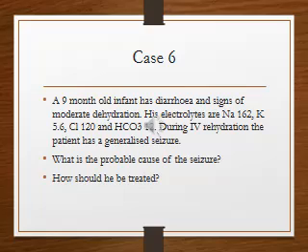So the next one is a 9-month-old infant who has diarrhea and signs of dehydration. The sodium is 162, potassium is 5.6, so pretty high sodium. Bicarbonate is 12, which is low. You're in charge, you're doing IV rehydration, and the patient's gone into a generalized tonic-clonic seizure. So what's the probable cause for seizure?